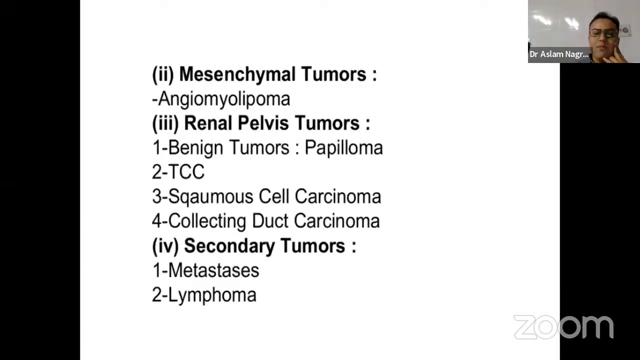So mesenchymal tumors, very important to differentiate. Angiomyolipoma, you all can characteristically identify on the ultrasound and the CT as well. Then there are renal pelvis tumors. In the benign tumor, it comes a papilloma. Transitional cell carcinoma, squamous cell carcinoma, and collecting duct carcinoma. The other secondary tumors can be metastasis and lymphoma.